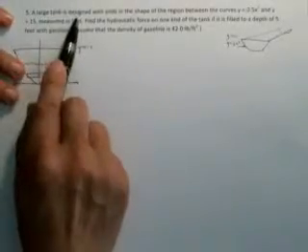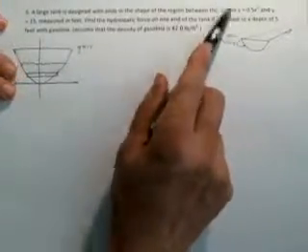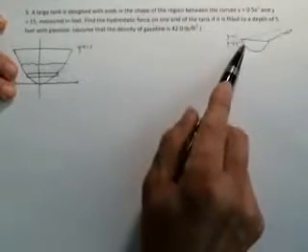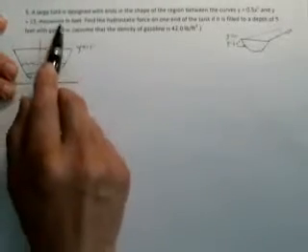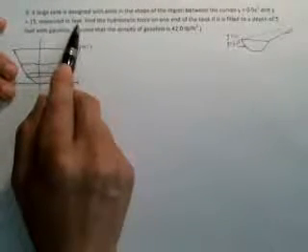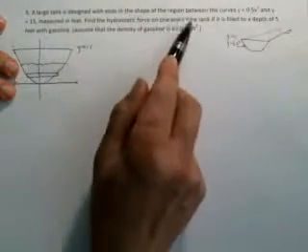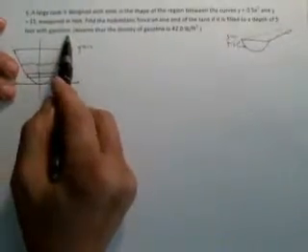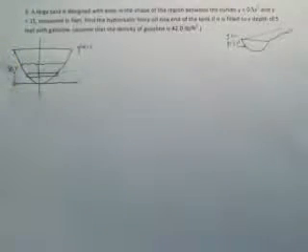So it says a large tank is designed with ends of the shape of a region using the curve y equals 1/2 x squared and y equals 15. So this is what the tank actually looks like. It's y equals 1/2 x squared, and y equals 15 will be the top right here. Measured in feet, so everything's in the US system. Find the hydrostatic force on one end of the tank if it is filled to a depth of 5 feet with gasoline, and assume that the density of gasoline is 42 pounds per cubic foot.